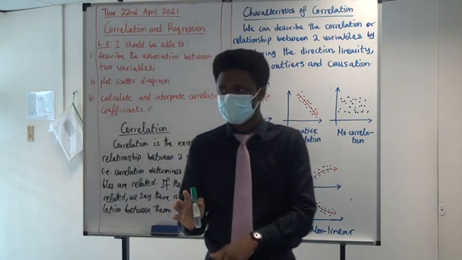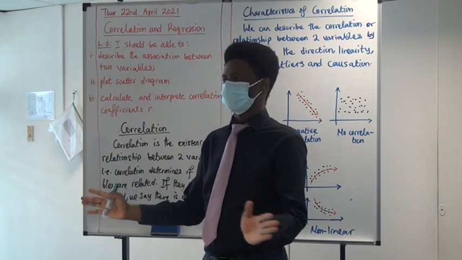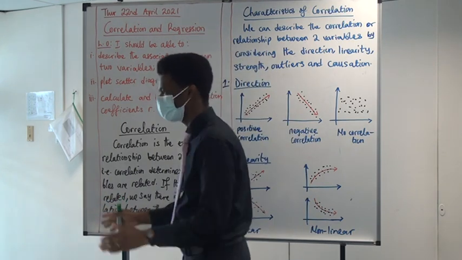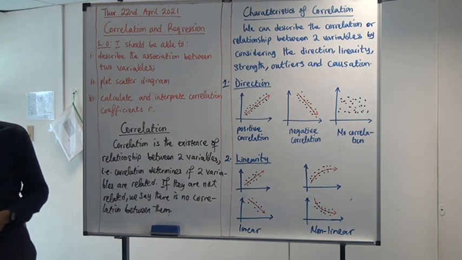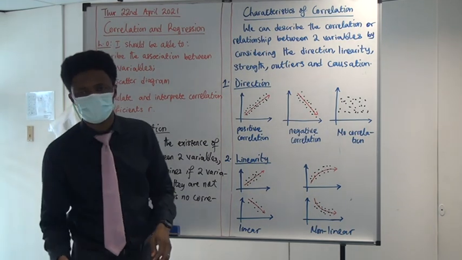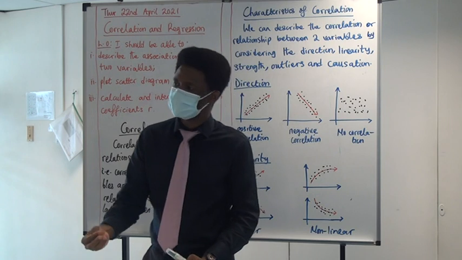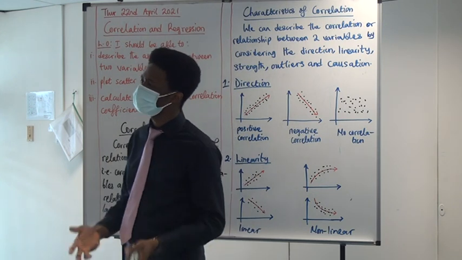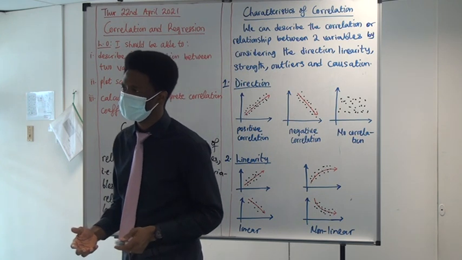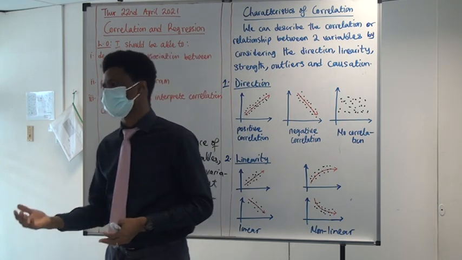So again, correlation talks about relationship. Are they related or not? Like we said yesterday, if you want to talk about the relationship between variable x and y, we are going to describe it using some characteristics, then people can understand fully what you're saying. Okay? Is there a linear relationship or not?